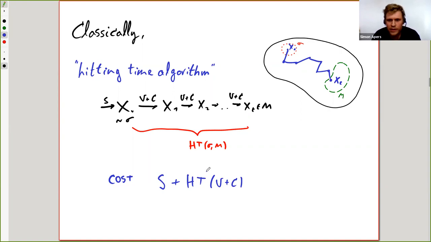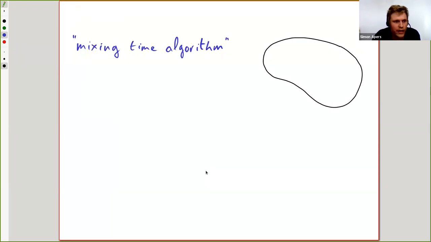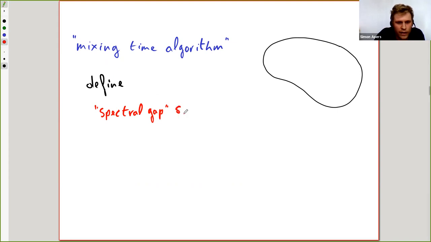Okay. Now, while this seems like the straightforward thing to do, there's also a second kind of algorithm, which is slightly different and also interesting, which we'll call a mixing time algorithm, right? For this mixing time algorithm, I have to define two things. One is what we call the spectral gap. Again, I'm going to be a little bit vague here. The spectral gap is a non-negative scalar, which mathematically corresponds to the spectral gap of the random walk transition operator. But we're going to define it as the scalar such that the following holds. Starting from any initial state x, if we take 1 over delta steps, right?